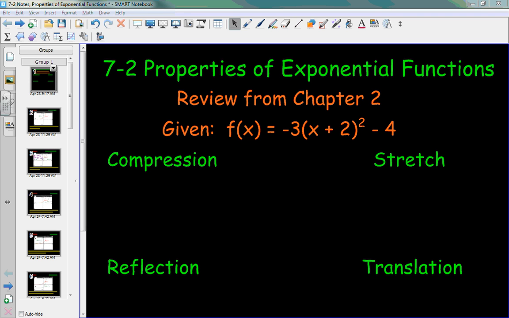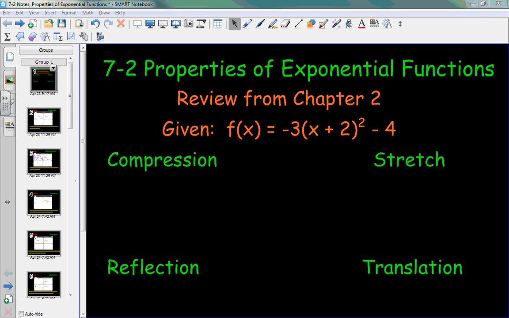Okay, chapter 7-2, properties of exponential functions. This is review from chapter 2. In chapter 2, we talked about up, down, left, right, stretch, reflect, and compress, all that jazz. You remember that? Okay? Now, given f of x is equal to negative 3 times (x plus 2) squared minus 4, let's talk about what parent function goes with this function.